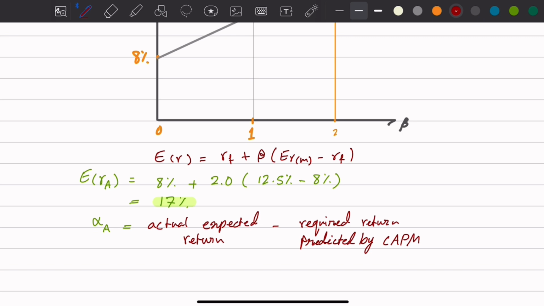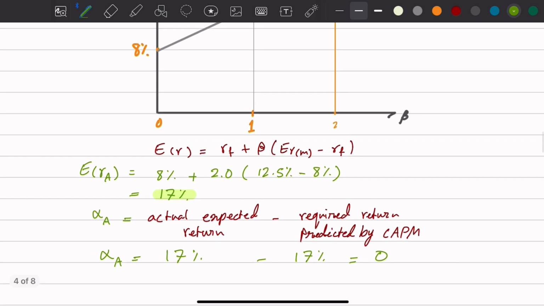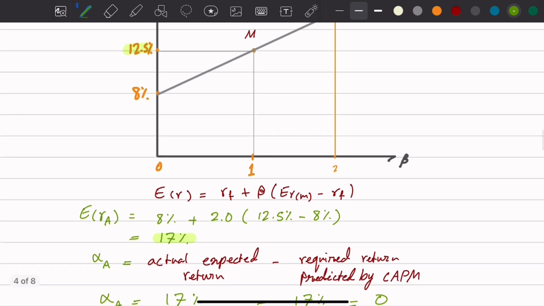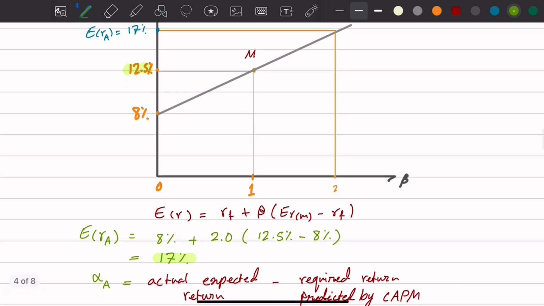Okay, which for the aggressive stock equals 17% minus 17% equals 0. So alpha for the aggressive stock is 0, meaning that the actual expected return matches the required return as predicted by the capital asset pricing model.